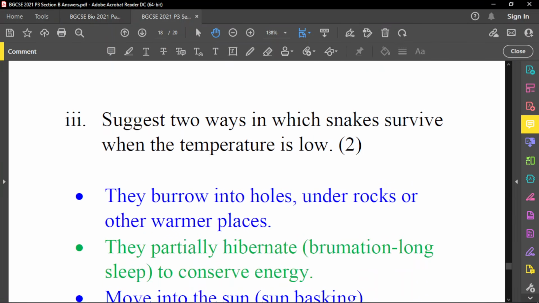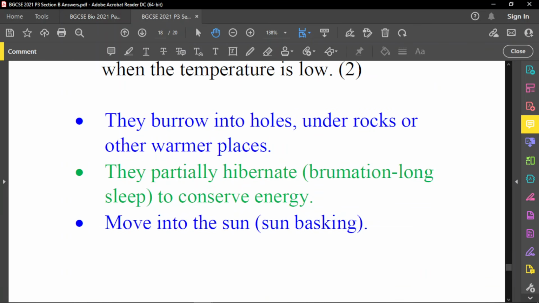All right. Part 3 is to suggest 2 ways in which snakes survive when the temperature is low. So we just talked about when the temperature is high for mice. Then we talk about when the temperature is low for snakes.